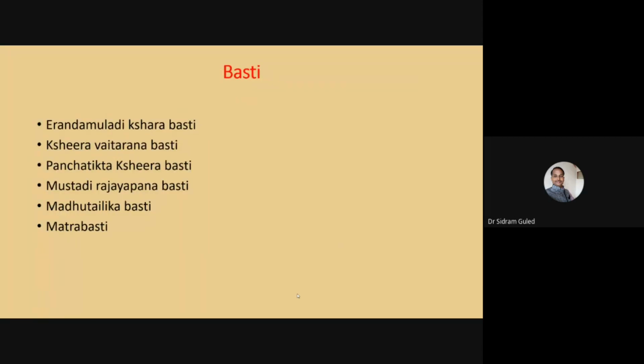After using all these drugs, when we are done with Ama Chikitsa, Pachana Chikitsa and Vatanulomana, Kevala Vata Chikitsa has to be adopted. It is not that in one sitting we will treat all the Kapha dosha and Ama dosha. There will be association of Ama dosha with Vata, so we have to plan Basti in such a way that it should be helpful to Vata first and also to the Ama and other associated conditions. In different conditions of the spine we will use different varieties of Bastis: Erandamuladi Kshara Basti, Kshira Vaitarana Basti, Panchatikta Kshira Basti, Mustadi Rajayapana Basti, Madhutailika Basti and Matra Basti.